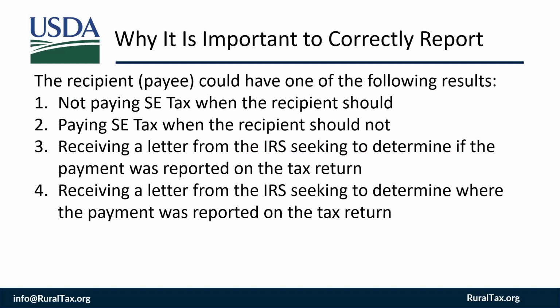So why is it important to correctly report the information that we get? The recipient could have one of the following results occur. The payee, the person that's paid, receives a 1099. If it's not reported correctly to them, what can happen? Well, first off, we may not be paying self-employment tax when the recipient should have been paying self-employment tax. In other words, the payment gets put somewhere on the return versus where it should have been on the Schedule F. So what it does is it distorts things. It distorts the amount of farm income there. You could have a farm loss when really you don't.